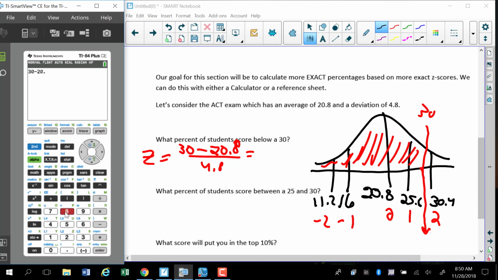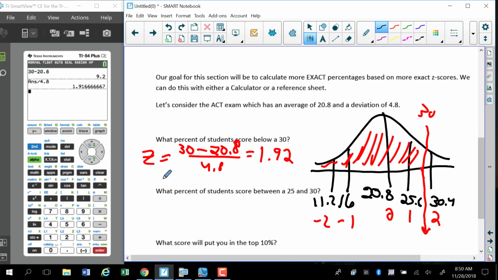30 minus 20.8, divided by 4.8. Don't do it all in one line. You should get an answer of 1.916 repeating. So we're going to always round these to 2 decimal places. For z-scores, we're going to stick to 2 decimal places always when you're calculating a z-score. So we got a z-score of 1.92.